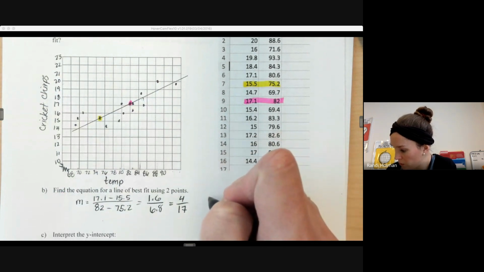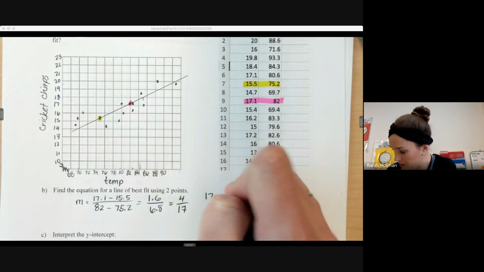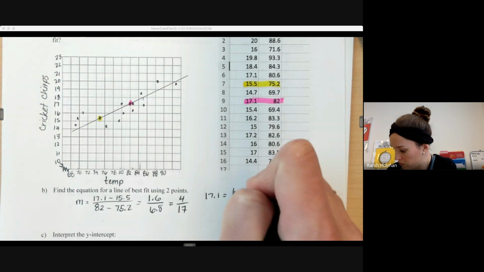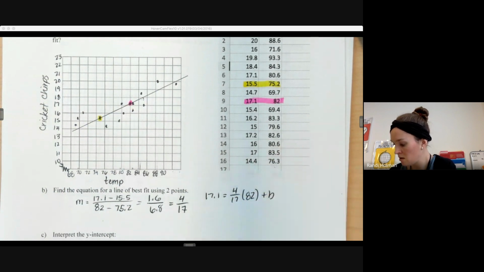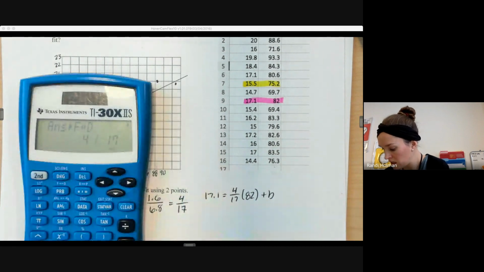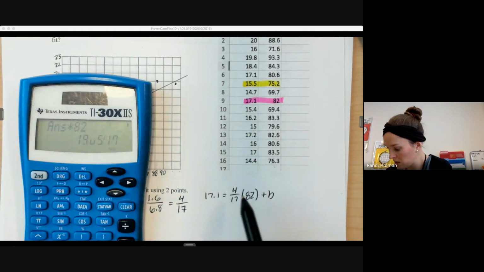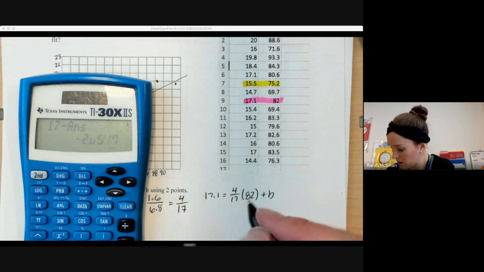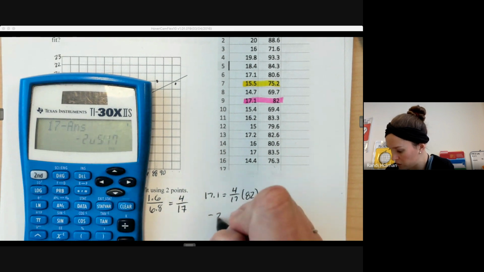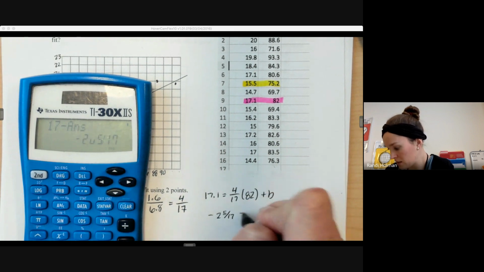Okay, so we have our slope, and then we need to find our y-intercept. So we're just going to pick a y value. I'm going to say 17.1 equals 4/17 times 82 plus b. So I'm going to take that thing times 82. Okay, that's what this number is here. And I'm going to subtract that from 17.1. And we get -2 5/17.